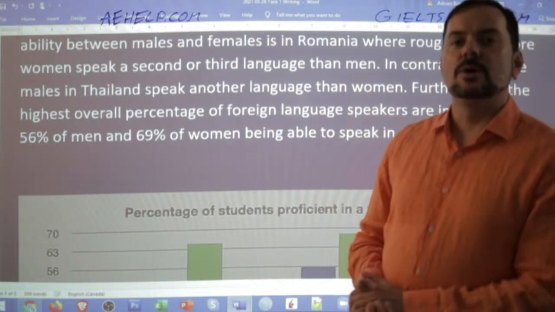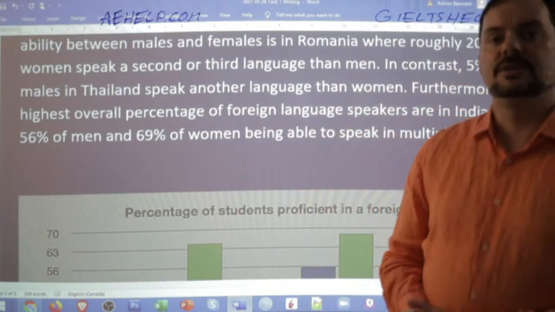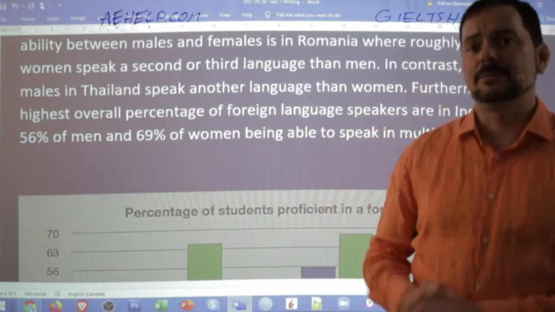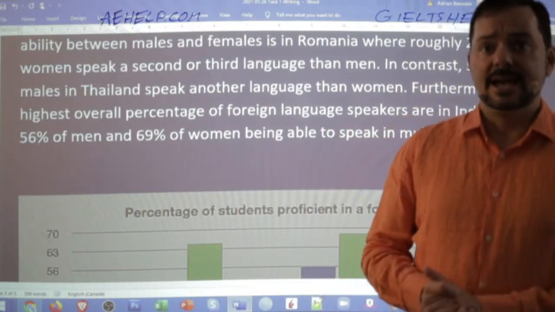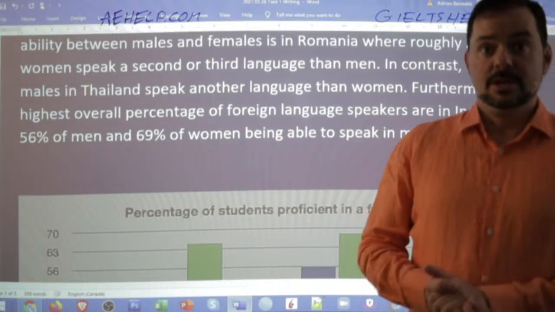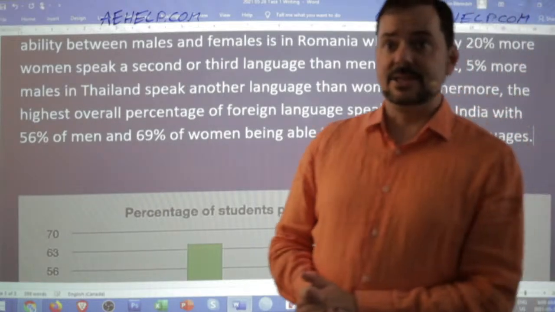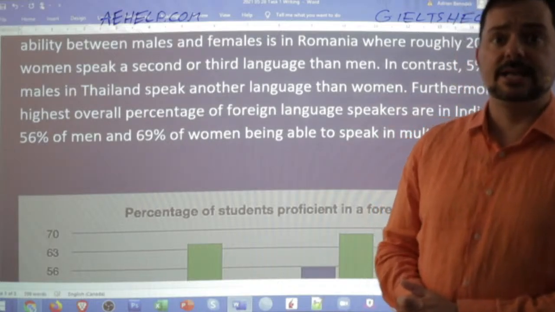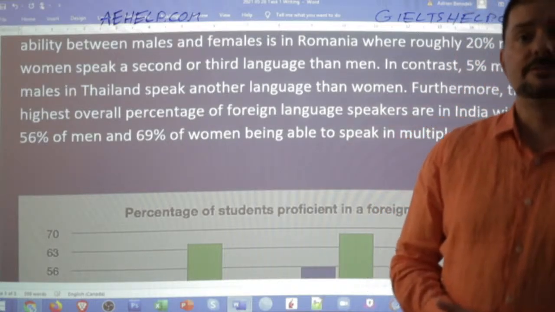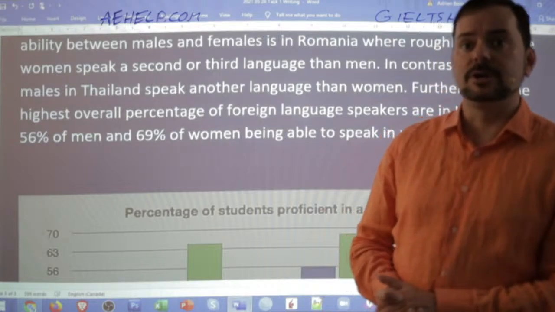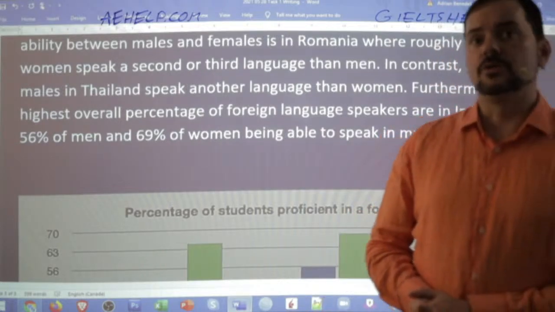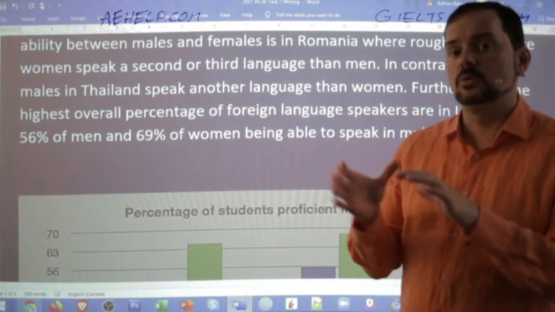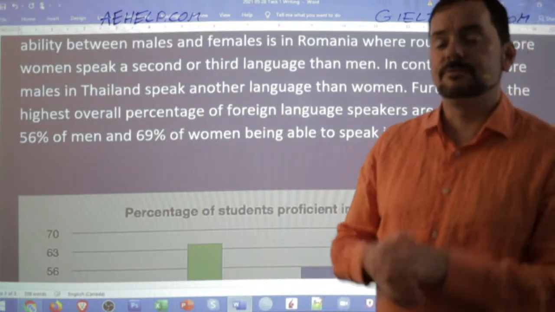That's great. So when looking at the information given in the data in more detail, too complex, Kyber, keep it a little bit simpler. When looking at the information in more detail, it is evident that Romania had the biggest gap between males and females, where women had 20% greater fluency in speaking a foreign language than men. Good. Okay, Kyber, I made some corrections. Careful with coherence, with missing words and too much information at the beginning.